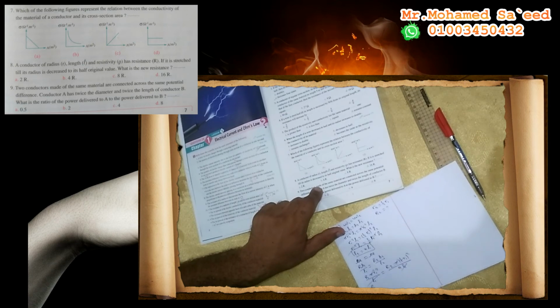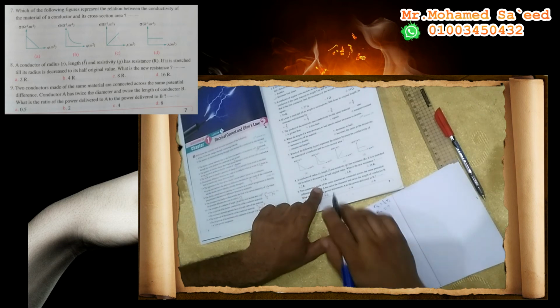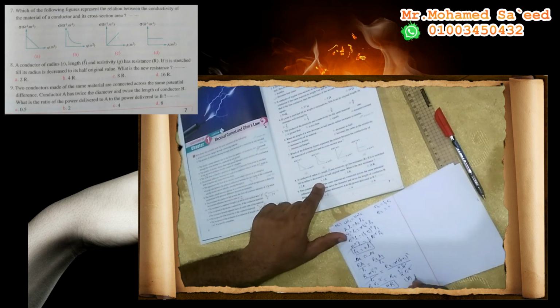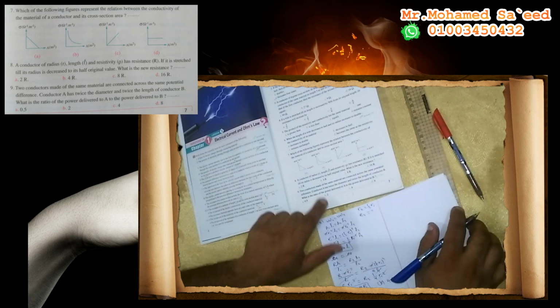So R1 square equals R2 times 1 over 4 R1 square. R1 square cancels with R1 square. So R2 equals what? 4R1. 4R. So the true answer is B, 4R. Okay. Question number 9.